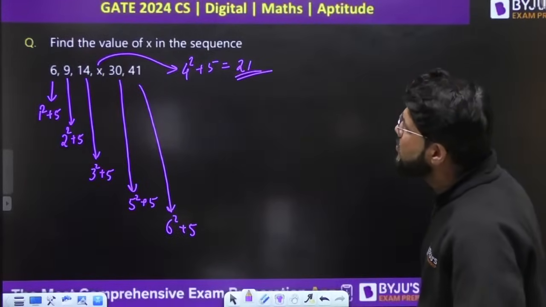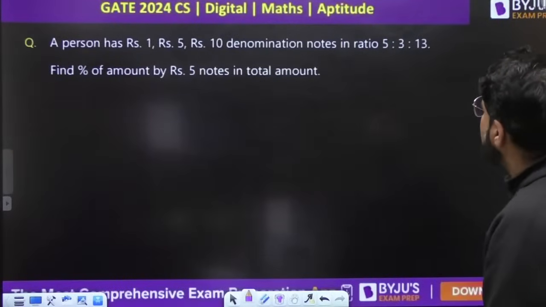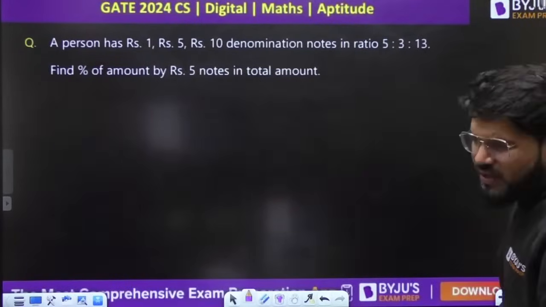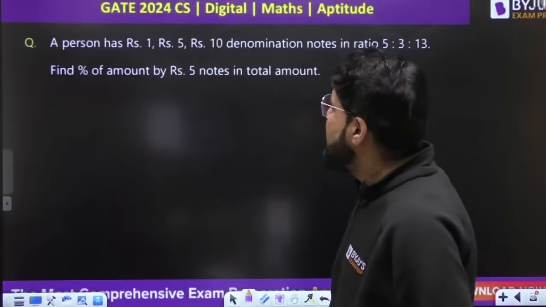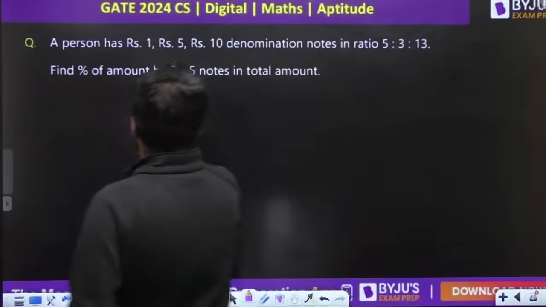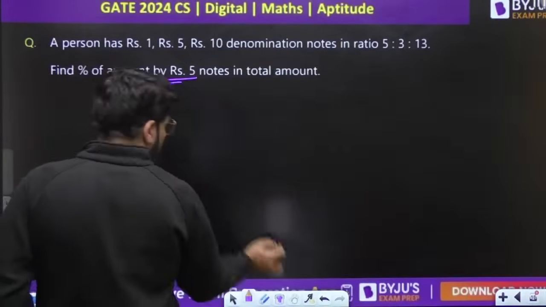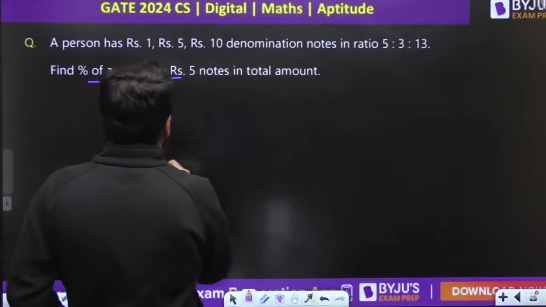Okay, let's go. A person has ₹1, ₹5, ₹10 denomination notes in the ratio 5:3:13. Very simple question. Find the percentage of amount by ₹5 notes in the total amount. What is the percentage of amount by ₹5 notes? See, what is the amount?